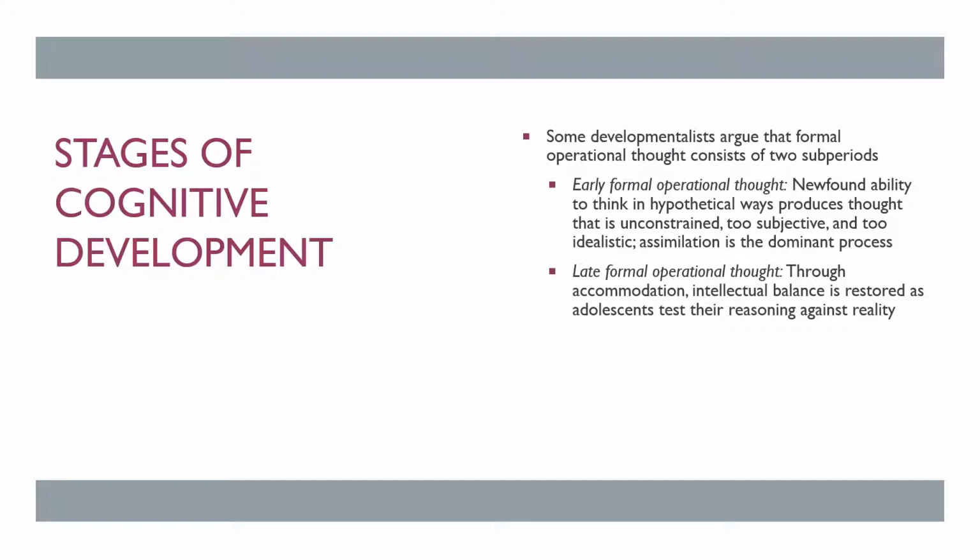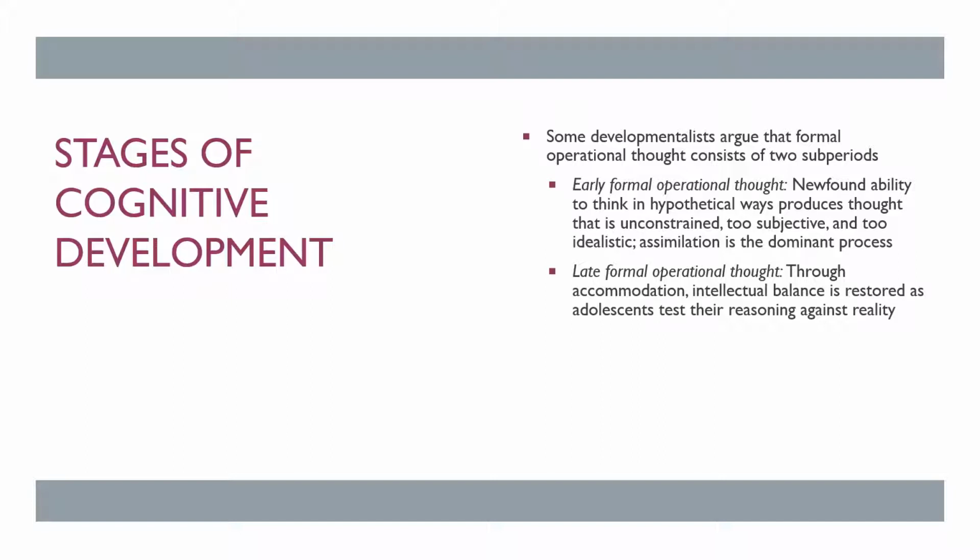So in Piaget's theory, then, there is argument that not all adolescents are actually full-fledged formal operational thinkers. So not all adolescents are there when Piaget's theory states that they should be. Some developmental theorists instead argue that this formal operational period should actually be divided into two separate subperiods. So in this early formal operational thought, we're looking at being able to think in hypothetical ways, but it produces thought that is kind of unconstrained, perhaps too subjective, so too much from my perspective, and too idealistic.